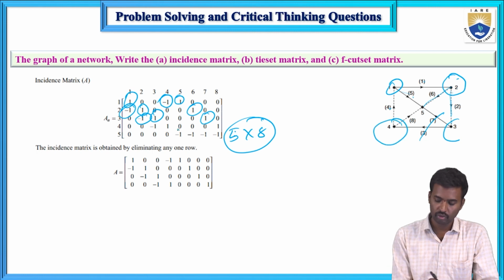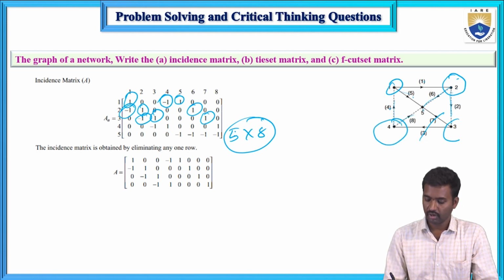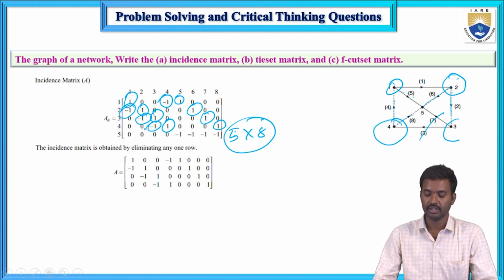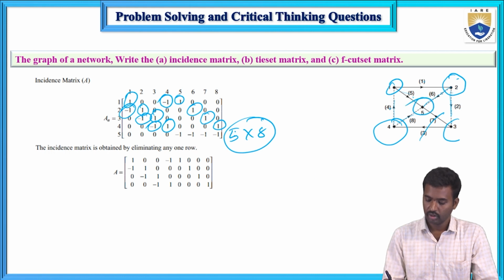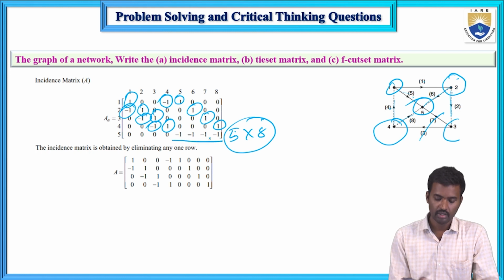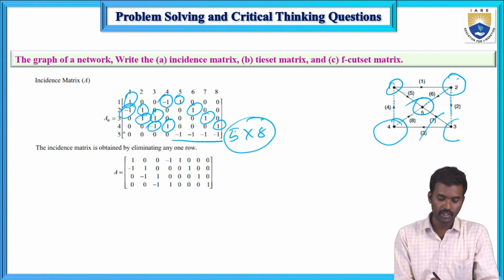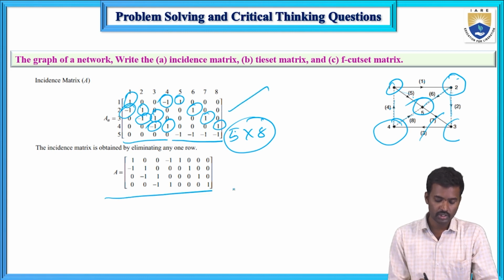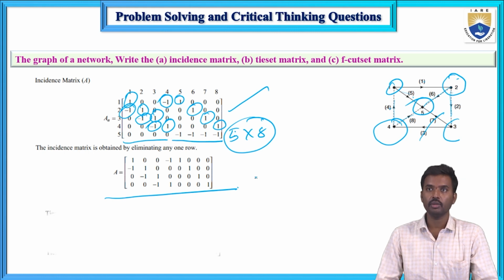And next, for the fourth node, 4 and 8 are leaving currents, and the third branch is entering current, that is minus. And next, for the fifth node, all are entering currents: 5, 6, 7, 8. So these are minus, and the remaining elements are not associated. If you eliminate one row from this matrix, this is the reduced incident matrix.